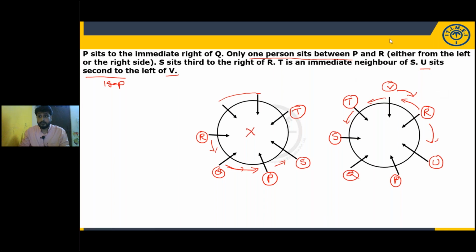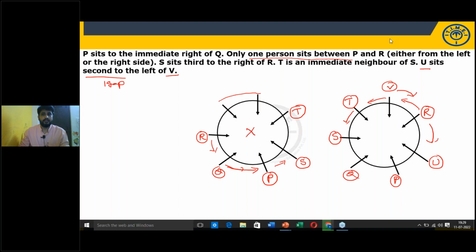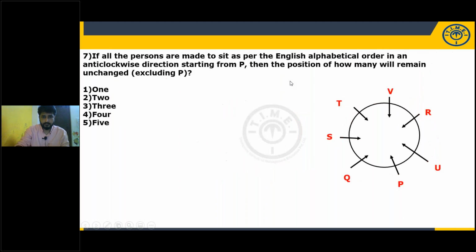Okay, but the puzzle is not difficult, but the questions given below these are a little bit different. Let me discuss the questions. New question types. If all the persons are made to sit as per English alphabetical order in anti-clockwise direction starting from P, then the position of how many will remain unchanged? What is the question asked?